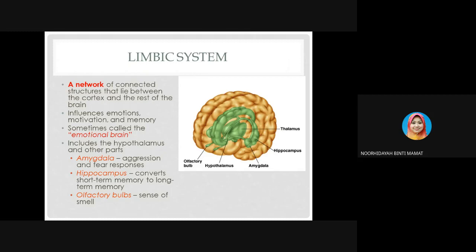The amygdala is responsible for aggression and fear responses. The hippocampus converts short-term memory to long-term memory. So this is the hippocampus, and the olfactory bulb is for the sense of smell. So this is the limbic system, which influences our emotions, motivation, and also our memory.